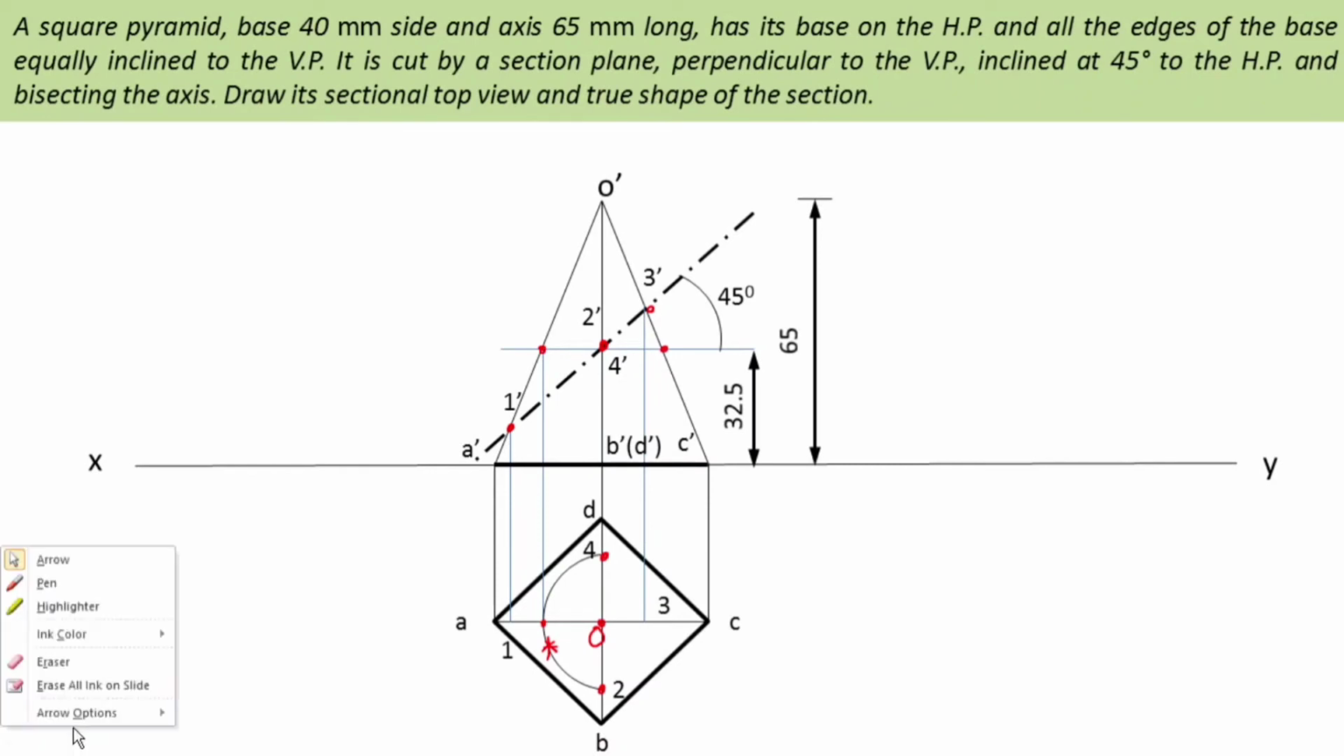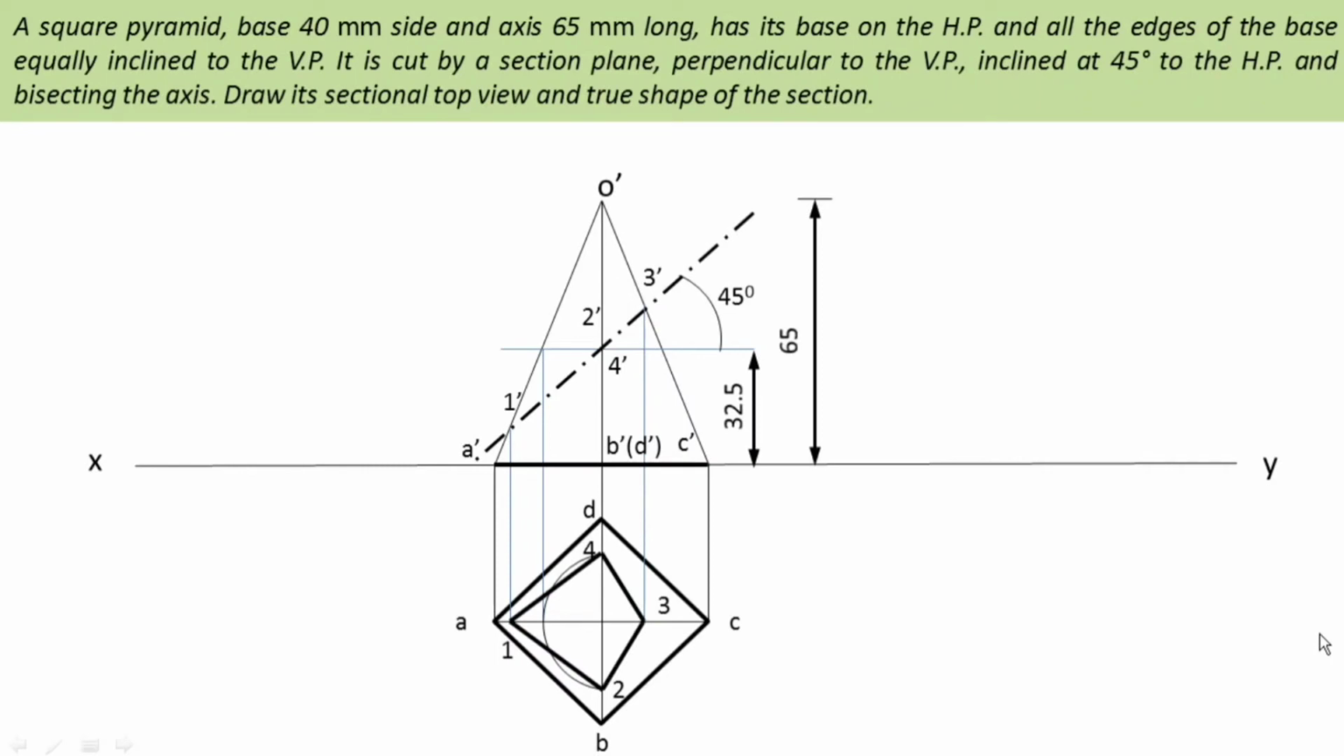Now the things are pretty clear how 2 and 4 points are being achieved. Now join them with a solid line. This is the view. This is how the pyramid will look in the top view.